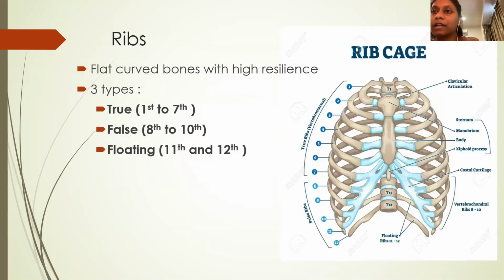There are three types of ribs: true, false, and floating. The first rib to the seventh rib is known as the true rib. Actually, ribs 8 to 12 are known as the false ribs, whereby ribs 11 and 12 are known as the floating ribs. Ribs are flat curved bones with high resilience. I have explained in my next slide why we call it a true rib.